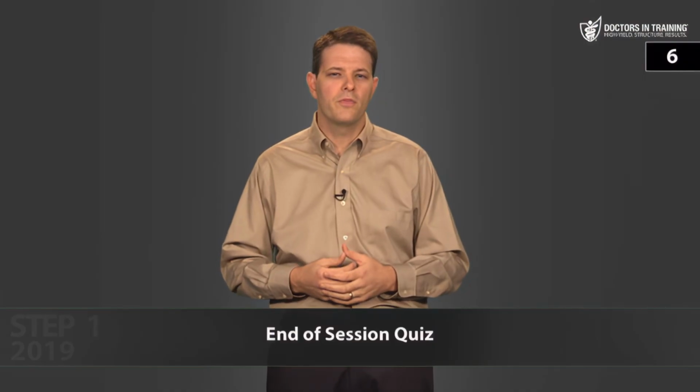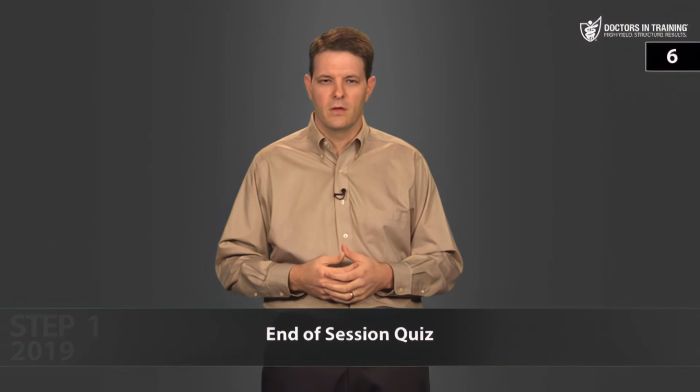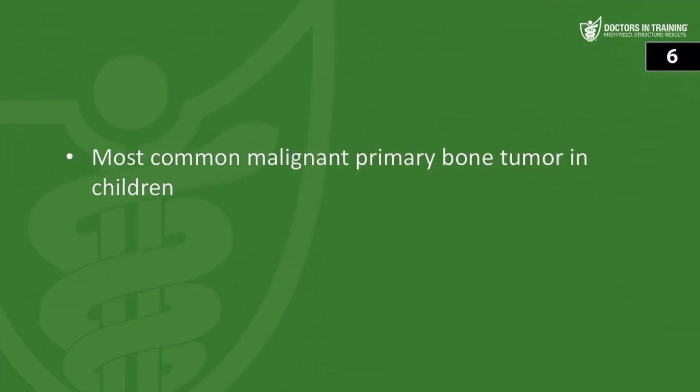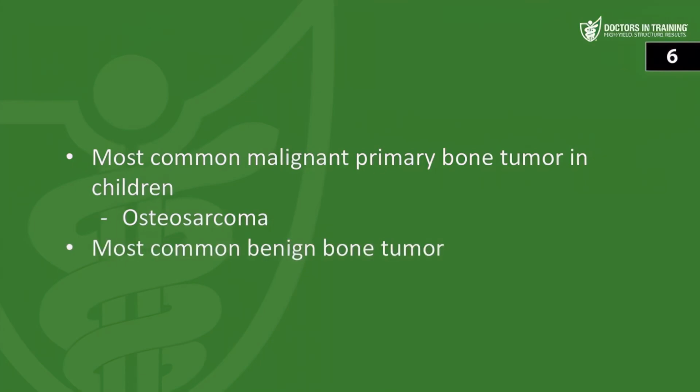Next, which primary bone tumor fits each of the following descriptions? The most common malignant primary bone tumor of children is osteosarcoma. Multiple myeloma, if you're going to count that as a bone tumor, is a disease of the elderly, not children. So osteosarcoma is most common. The most common benign bone tumor is an osteochondroma.